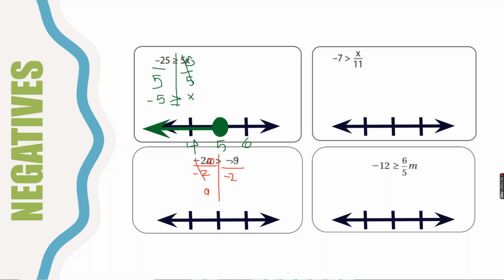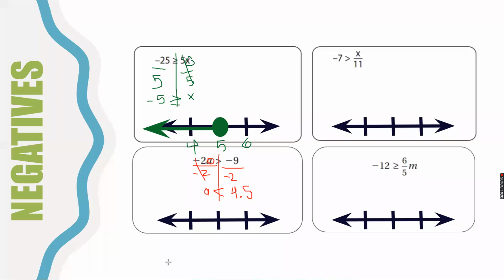9 divided by 2 doesn't come out evenly, but I can either enter it in my calculator or just do it in my head because dividing by 2 is not super hard. It is a little hard though. So I know 9 divided by 2 equals 4.5, and a negative divided by a negative equals a positive. Now my question is, did I flip my sign? And this time I do flip my sign because I'm dividing by a negative 2. So that causes me to flip it.